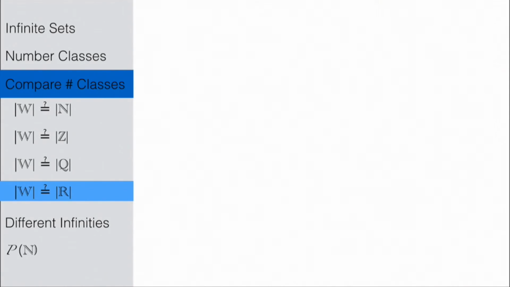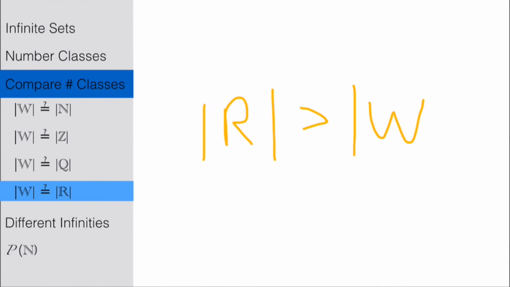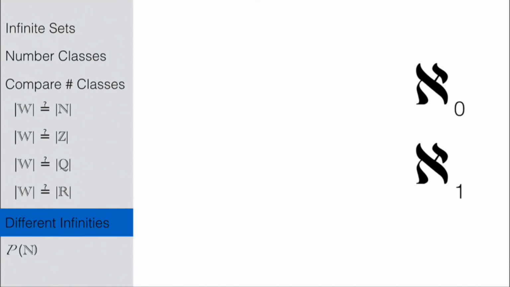So since a bijection from the whole numbers to the real numbers can never account for all of the real numbers, what we've shown here is that the size of the real numbers is greater than the size of the whole numbers, whereas all of our other comparisons have shown that those number classes actually are equal. But this one does not hold. So we've just shown that there are different sizes of infinity, which is kind of crazy and definitely cool.